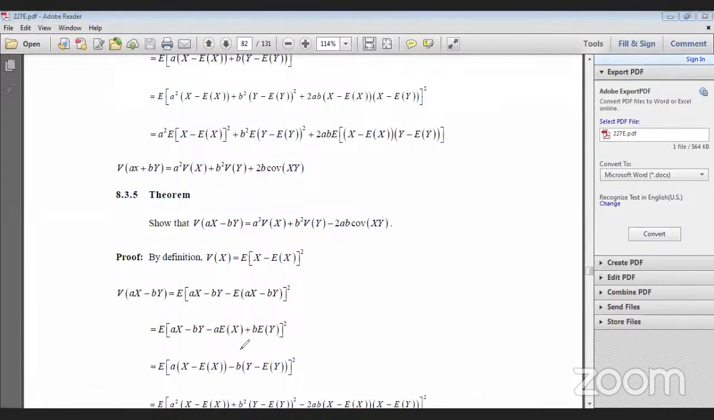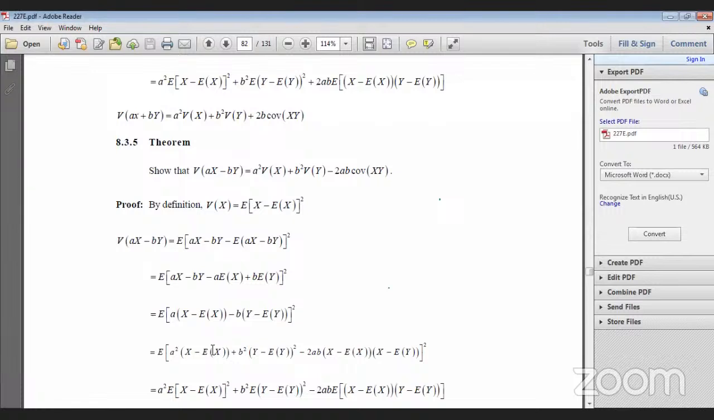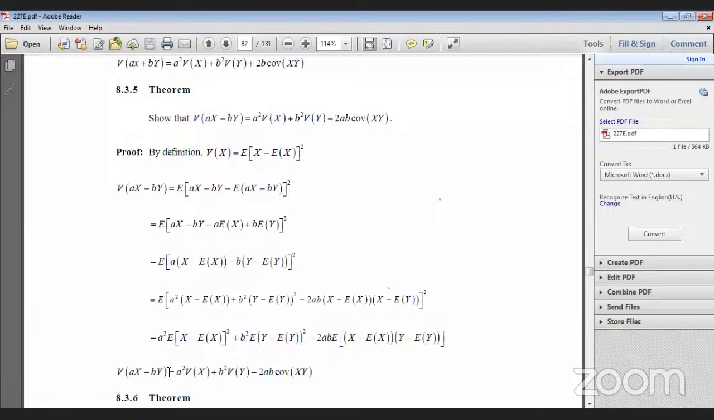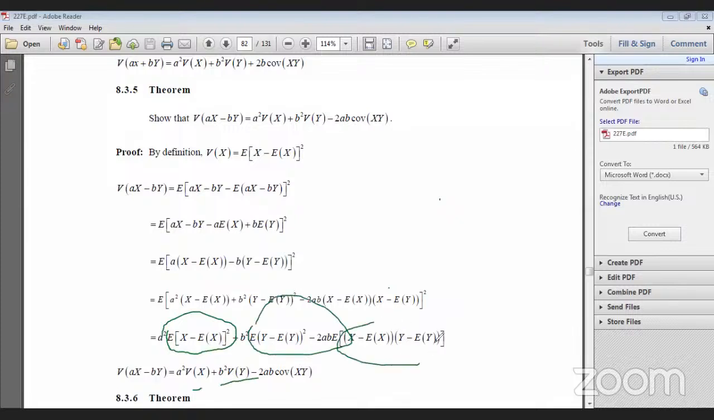E[(aX − bY) − (aE(X) − bE(Y))]² = E[a(X − E(X)) − b(Y − E(Y))]². Using the formula (a − b)² = a² − 2ab + b², we get a² E[(X − E(X))²] + b² E[(Y − E(Y))²] − 2ab E[(X − E(X))(Y − E(Y))]. On simplification, this is the variance of X, this is the variance of Y, and this is the covariance of X and Y.